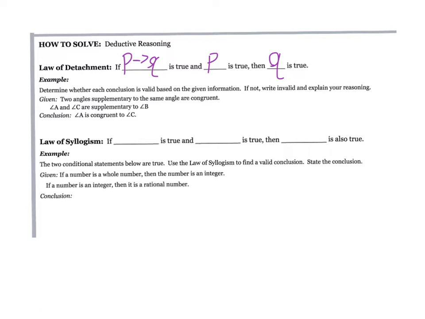Law of syllogism. If P then Q, and if Q then R, then P leads to R is also true. Example, the two conditional statements below are true. Using the law of syllogism, we're going to find out if we have a valid answer and state the conclusion.